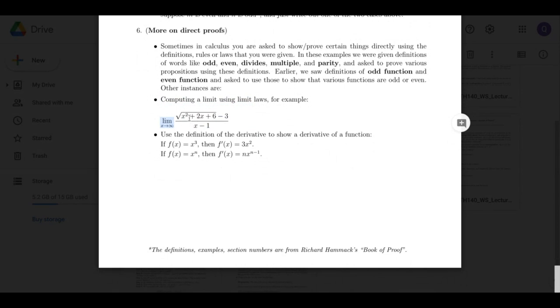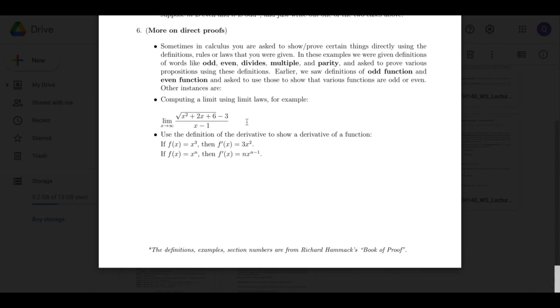How do we do that? We take the leading term of the numerator, we take the leading term of the denominator. The leading term of the numerator is the square root of x squared, which is just x, right? Then the limit of this whole thing is the same as the limit of the leading term in the numerator, which is x, divided by the leading term in the denominator, which is also x. X divided by x is 1. So basically, the limit of this equals 1.